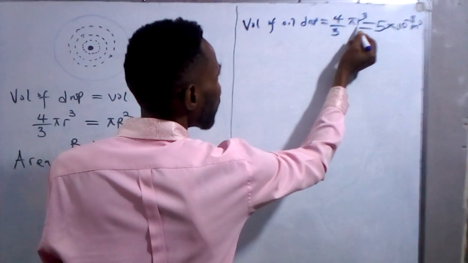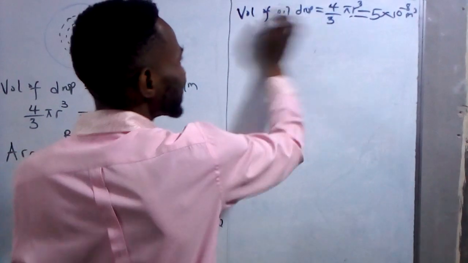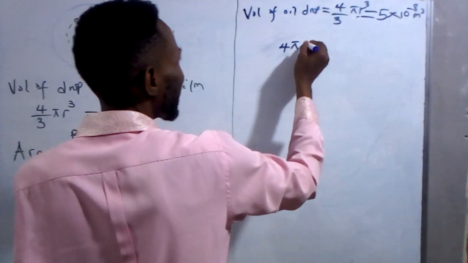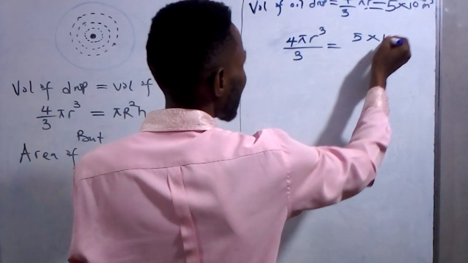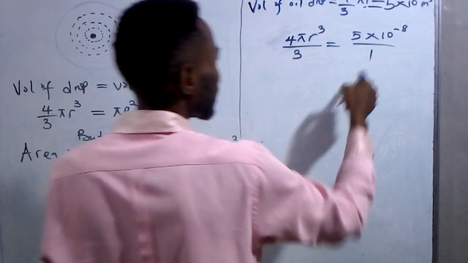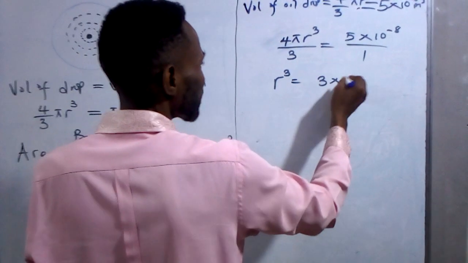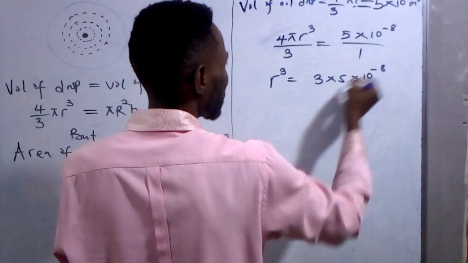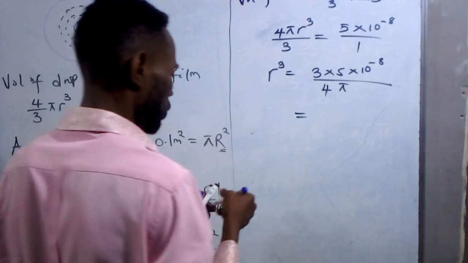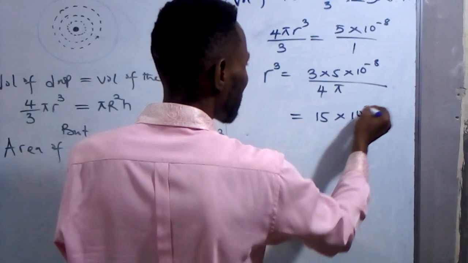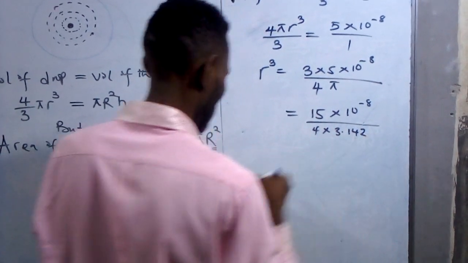So from here, what are we looking for? Our r cubed. So our r cubed now will be equal to, remember this expression here, 4 pi r cubed divided by 3 is equal to 5 times 10 raised to power minus 8 divided by 1. So if we cross multiply, we'll have our r cubed equal to 3 times 5 times 10 raised to power minus 8 divided by 4 pi. So that will be equal to 15 times 10 raised to power minus 8 divided by 4 times 3.142.